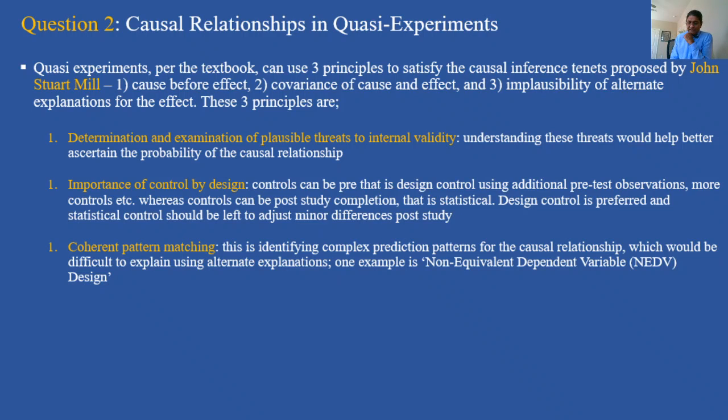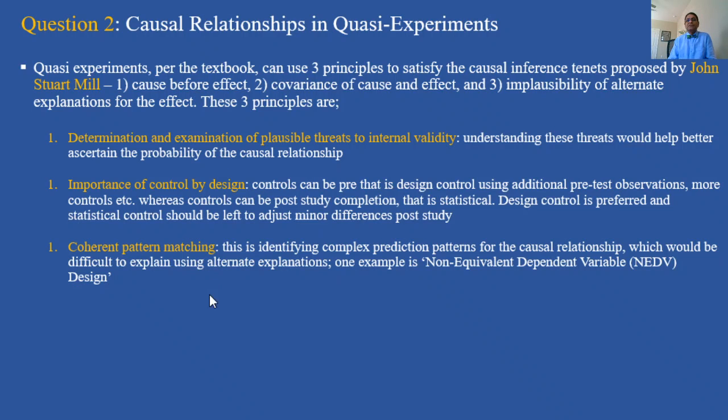So one such example of this kind of complex pathway explanation is the non-equivalent dependent variable design, NEDV design, which will be discussed later. However, it has been noted that none of these principles provide the finesse of causal inferencing that is provided in randomized experimentation, of course. But these are practical and realistic. However, despite using these principles, quasi-experimental designs or studies based on these designs have to be extra cautious about alternate explanations of any causality.